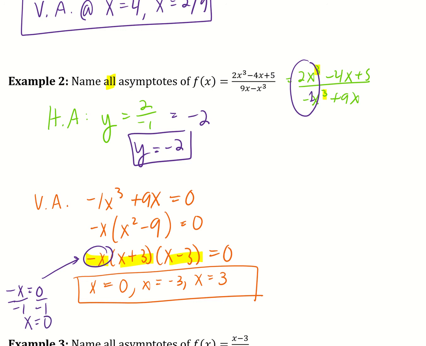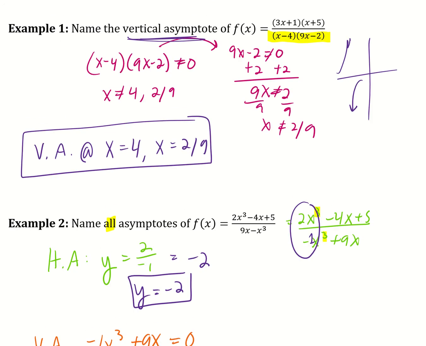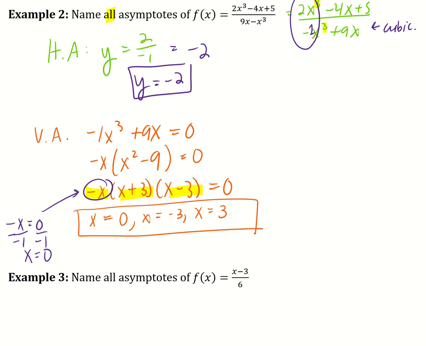So a rational function will have the same number of vertical asymptotes as its degree. Take a look here. This was a quadratic denominator. That's why it had 2 vertical asymptotes. This is a cubic denominator. That's why it had 3 vertical asymptotes.